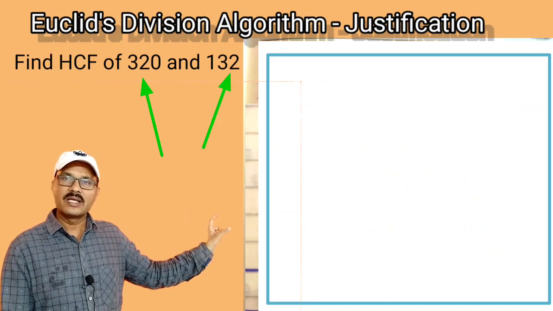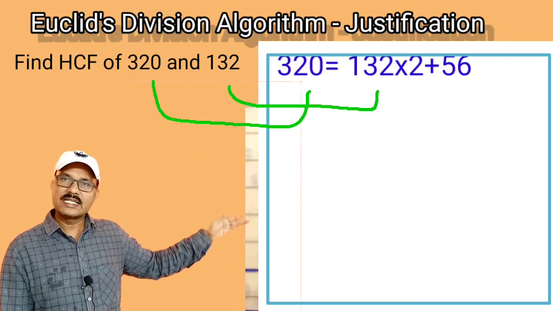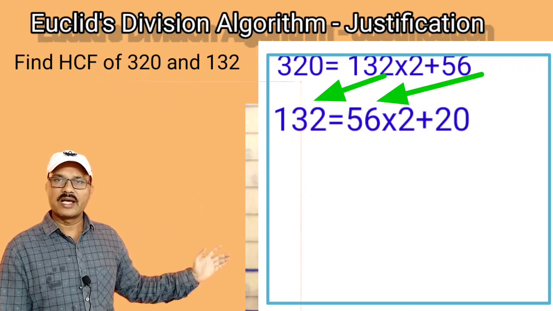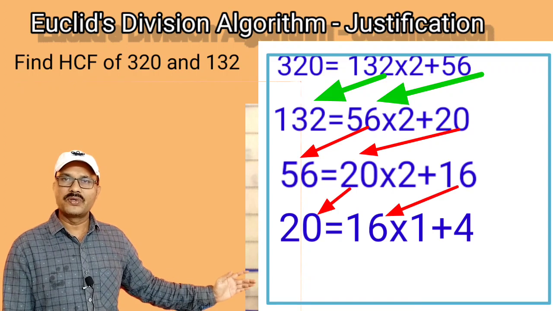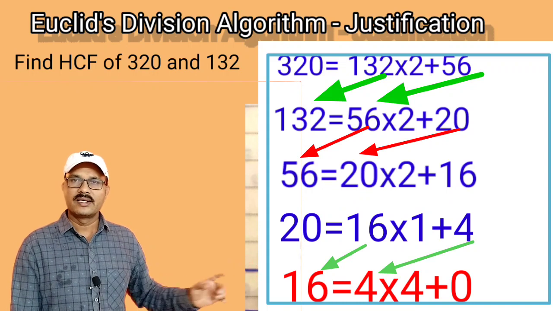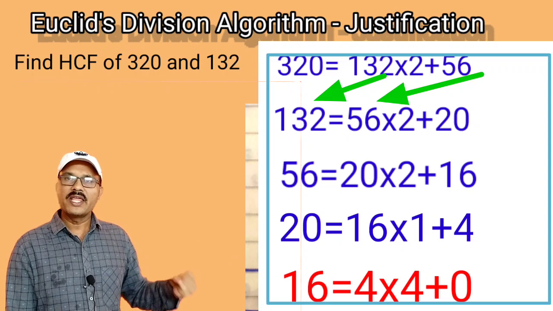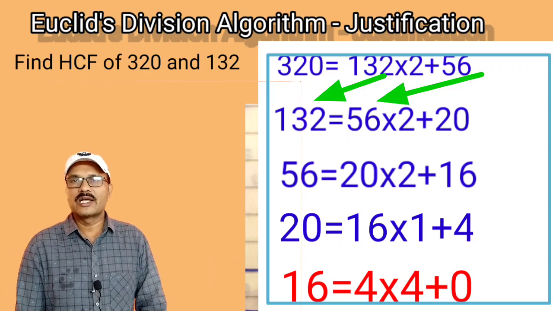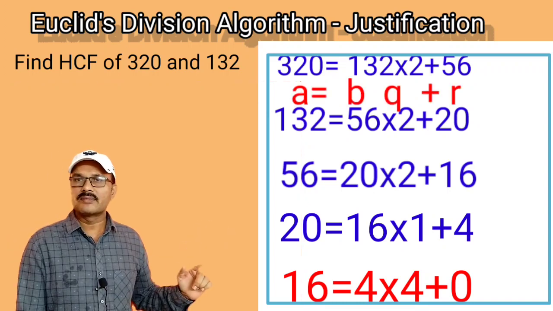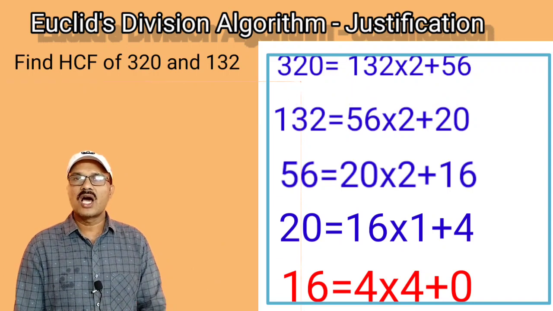For the first step, the input is obtained from the problem. For the second step, the input is obtained from the first step. Likewise, we have taken the input for the last step from the last second step. Right? This type of step-by-step procedure, obtaining input from the previous step, is nothing but an algorithm. And at every step, we have applied Euclid's division lemma. That is the reason we call this procedure Euclid's division algorithm.